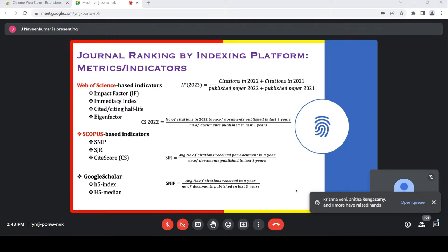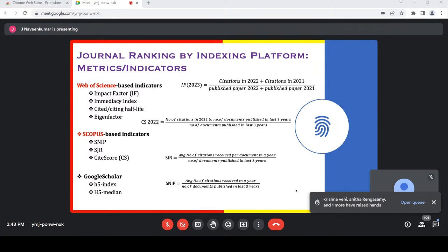So publication or article level ranking can be done, and journal level ranking can also be done, right? Both are somewhat related as well. We'll see some of the metrics. We'll start with the Web of Science.